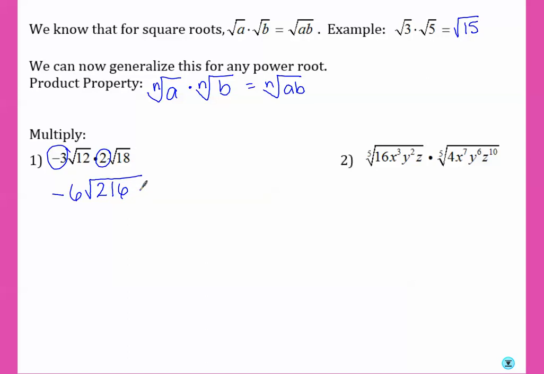Then we need to simplify the square root of 216. 216 is 36 times 6. So we have our negative 6 that was already outside. We're going to multiply that with the square root of 36, which is 6. And the square root of 6 will stay square root of 6. Negative 6 times 6 is negative 36 square roots of 6.